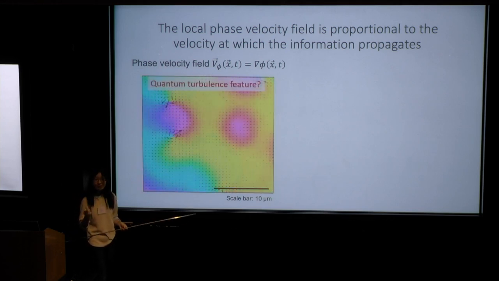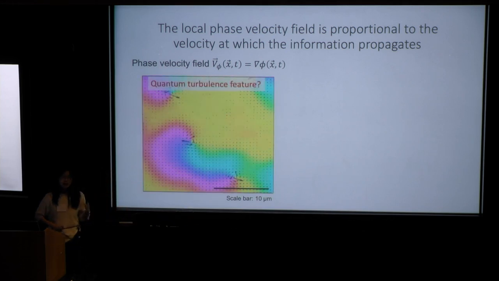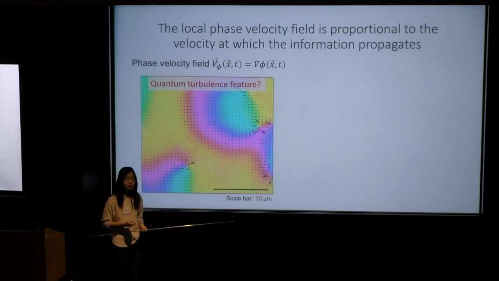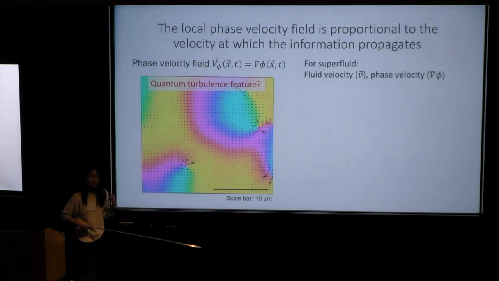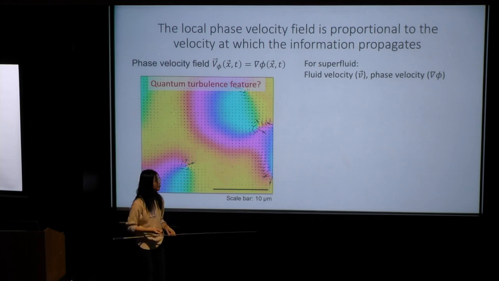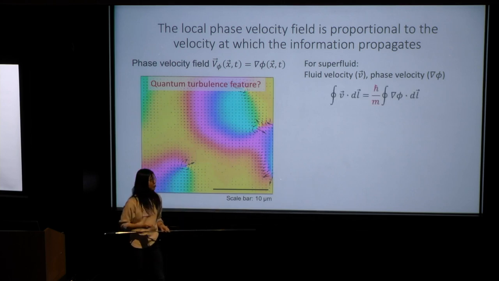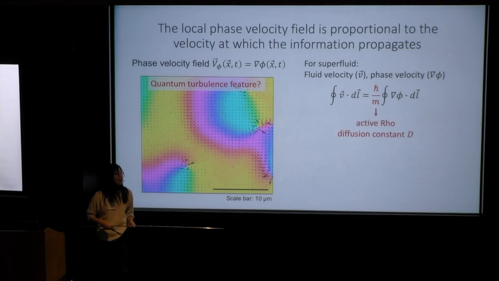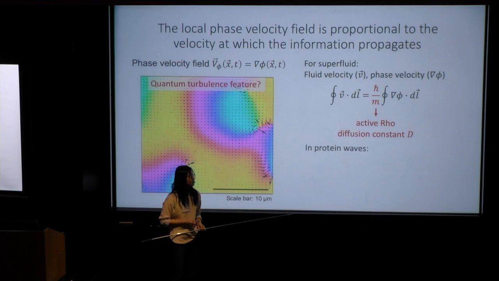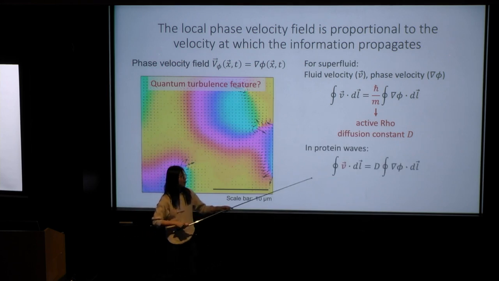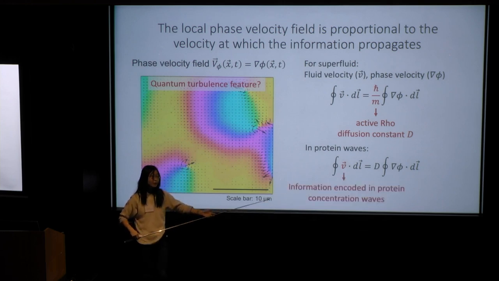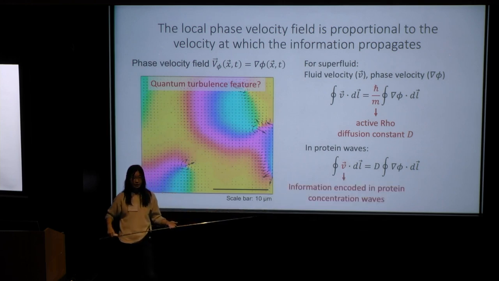For example, a quantum turbulence state. In fact, we can retrieve a physical interpretation of our phase velocity field by making this analogy to superfluid. In a superfluid system, there is this connection between the fluid velocity and the phase velocity established by a constant. If we change that h bar over m constant to the diffusion constant of active Rho protein on the membrane, then what we can simply retrieve is the fluid velocity in our protein wave system, which now corresponds to the information propagation velocity encoded in the protein concentration waves.